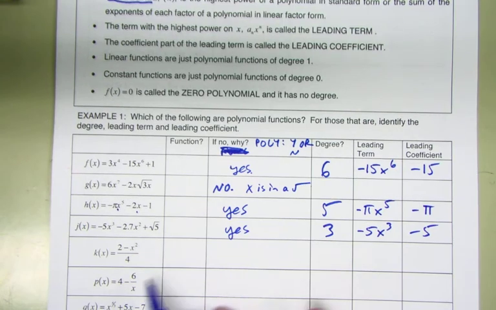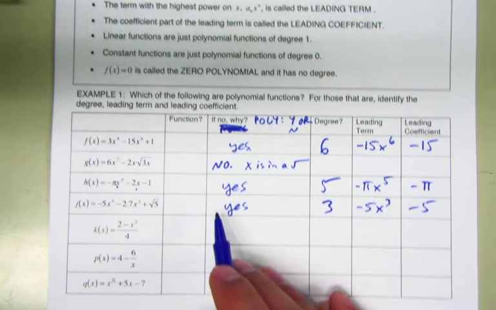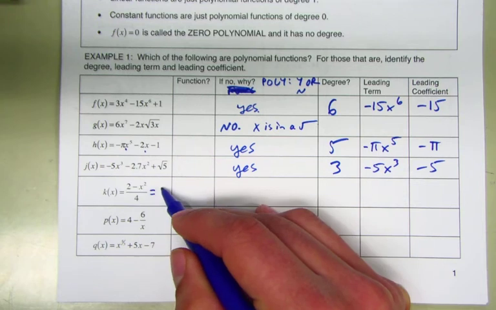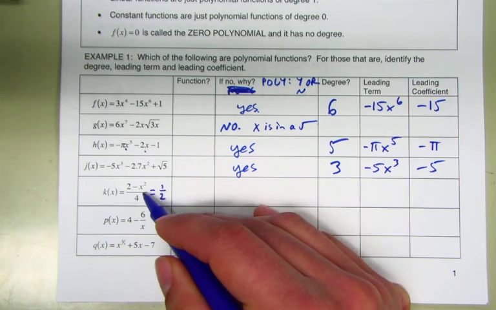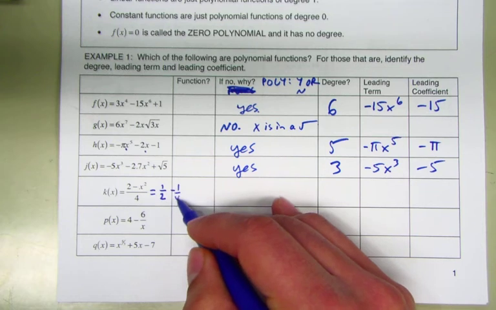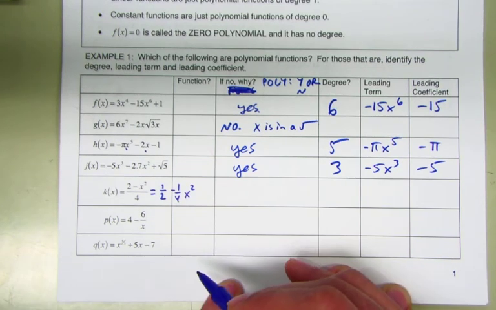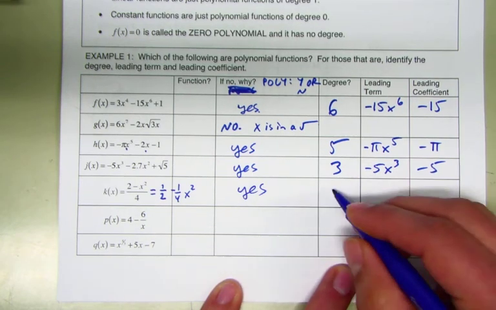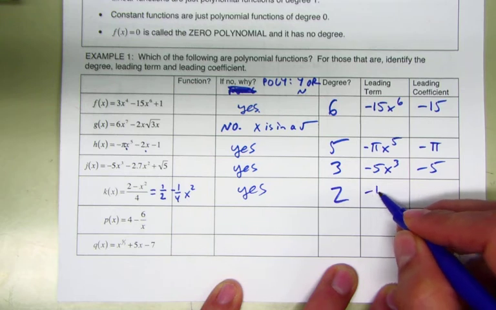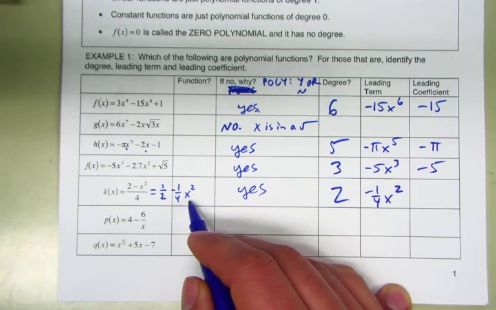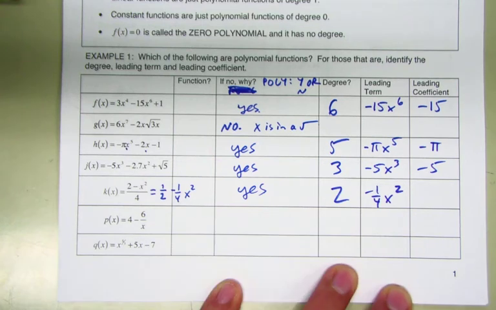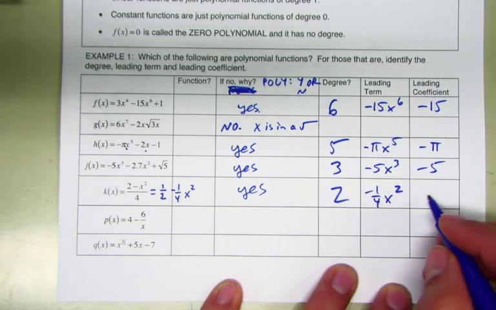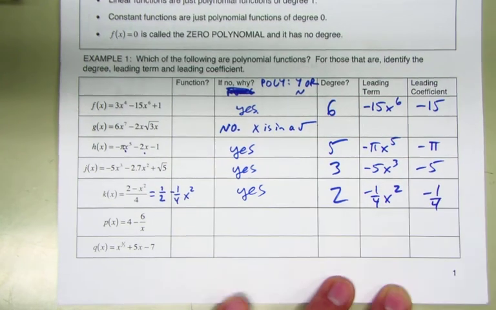What about K? It is. And if you don't like it in this form, you could just divide. 2 divided by 4 is 1/2, and then this would be negative 1 divided by 4, x squared. Okay, and that looks exactly like a polynomial. What's the degree? Leading term? Remember, you got to find the one with the highest exponent, right? Sometimes they're written in order, sometimes they're out of order, but we're always going to use the highest exponent term for the leading term. Leading coefficient then is -1/4.